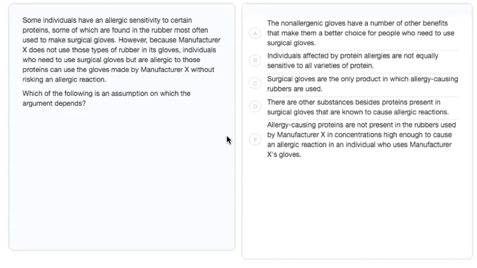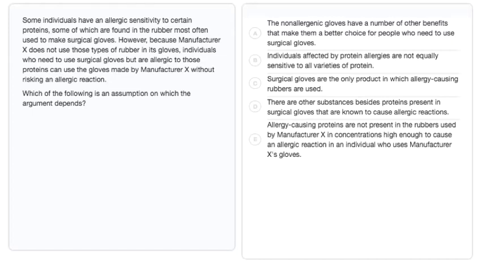For an assumption question, it's especially important to understand the argument, because the assumption is something that the argument won't make sense without. So the conclusion here is that people who use manufacturer X's gloves will not get the allergic reactions that they would get from using other types of gloves. That's our conclusion. And the argument gives the following reason: that manufacturer X uses a different type of rubber from most other brands whose gloves do cause allergies.